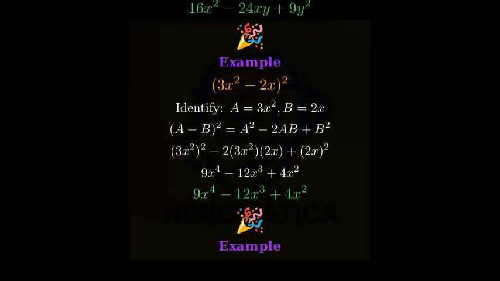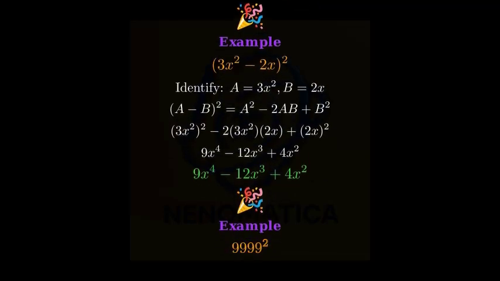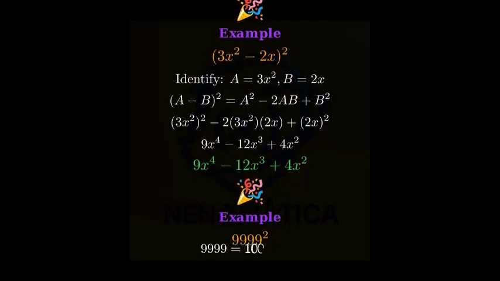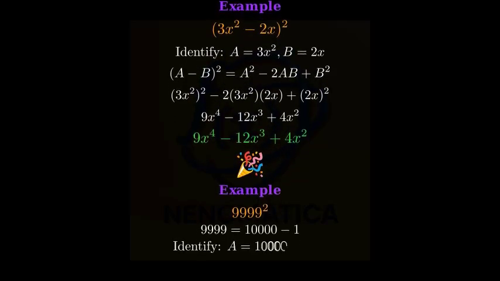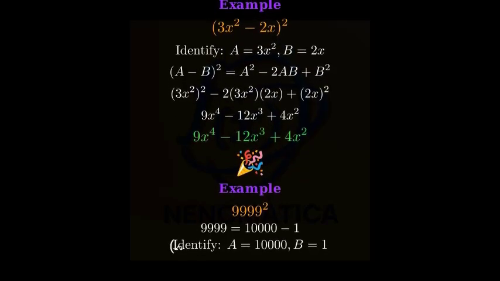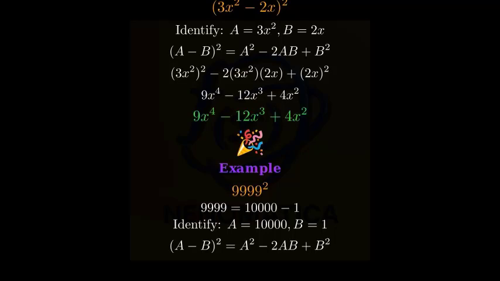Now, let's try a more interesting example. We need to calculate 9,999 squared. This might seem challenging, but we can use a clever approach with our binomial formula. Let's rewrite 9,999 as 10,000 minus 1. So a is 10,000 and b is 1. Now we can apply our formula. a squared minus 2ab plus b squared.